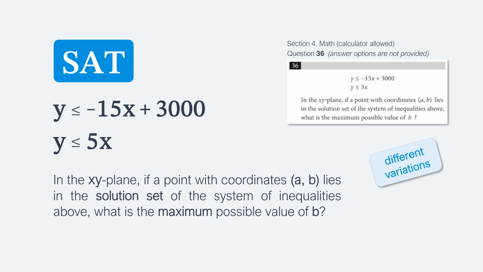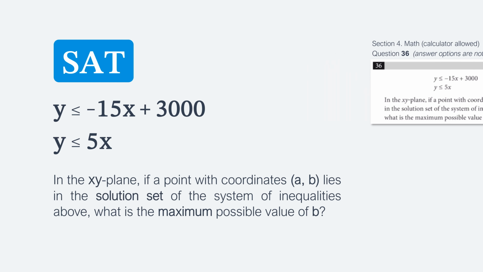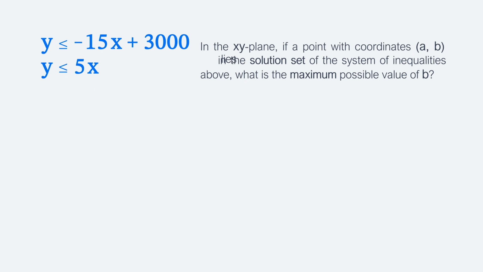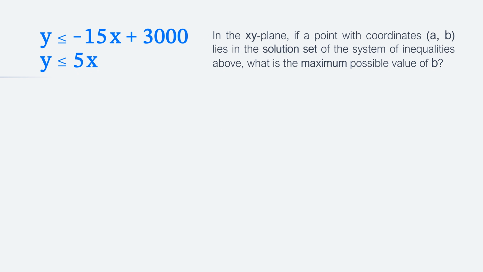We are given a system of two inequalities. In the plane, if a point with coordinates a, b lies in the solution set of the system of inequalities above, what is the maximum possible value of b? We have two inequalities with two variables, and it looks like the solution set contains many points, and we need to find the point which has the maximum possible value of y.